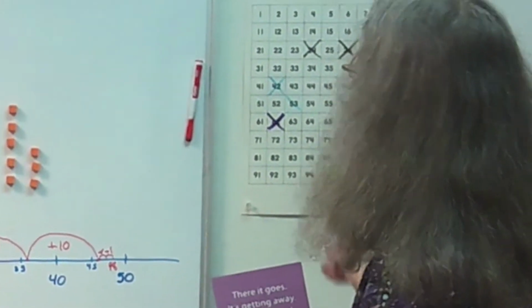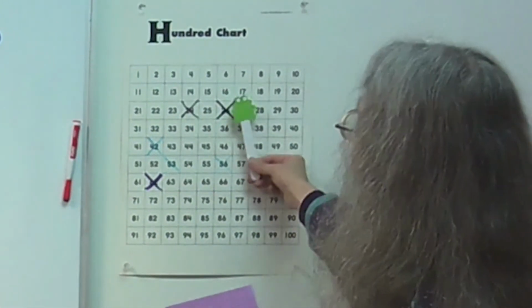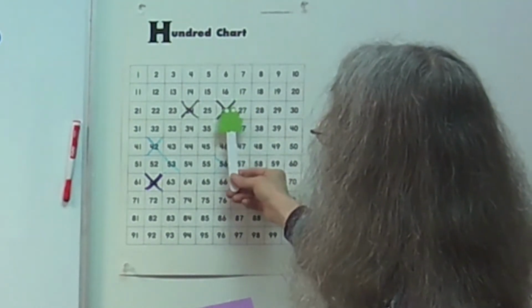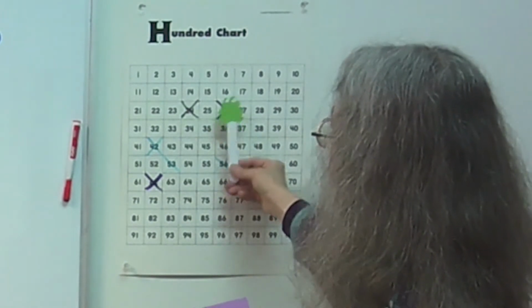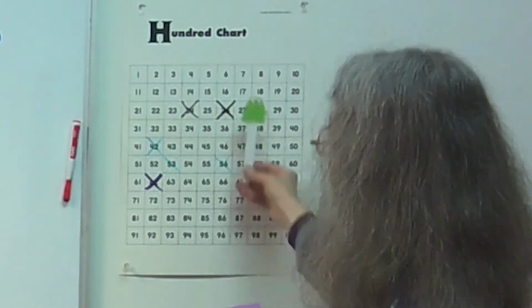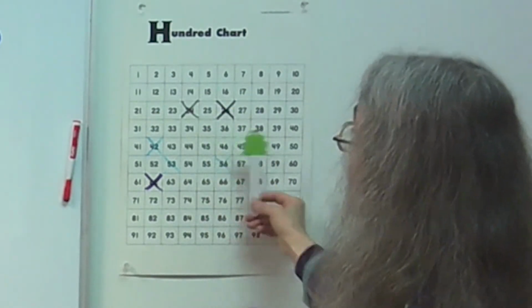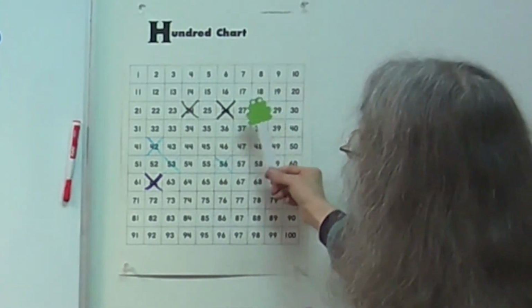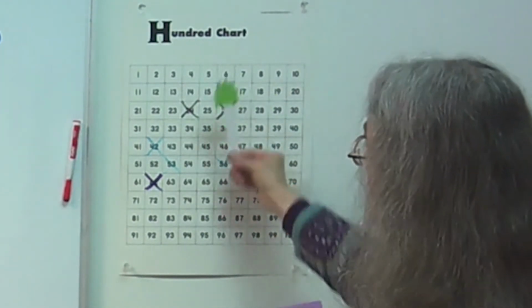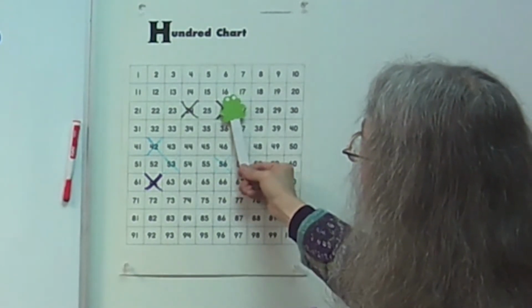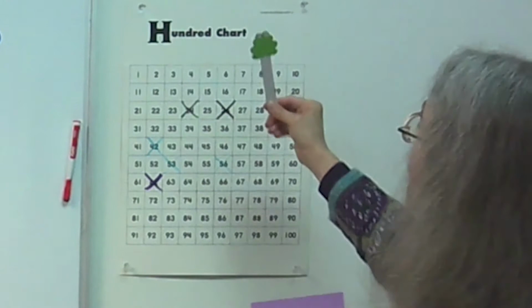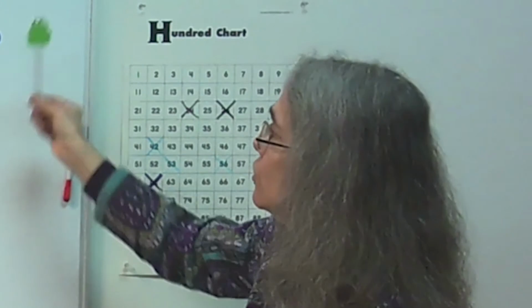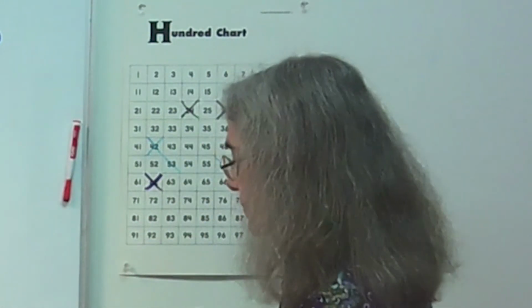Okay, now I know where to hop. I was at the 26, and I need to jump 22. I could do that a couple of ways. I could do 2 jumps of 1 and 2 jumps of 10, or I can do 2 jumps of 10 and 2 jumps of 1. I get to the same place. Let's check that out. We're gonna do 2 jumps of 10 and then 2 jumps of 1. Ready? We're at the 26. Kids, do it with me. 26, 36, 46, 47, 48. Hey, and that's where we get to, 48, and I jumped 22 jumps.